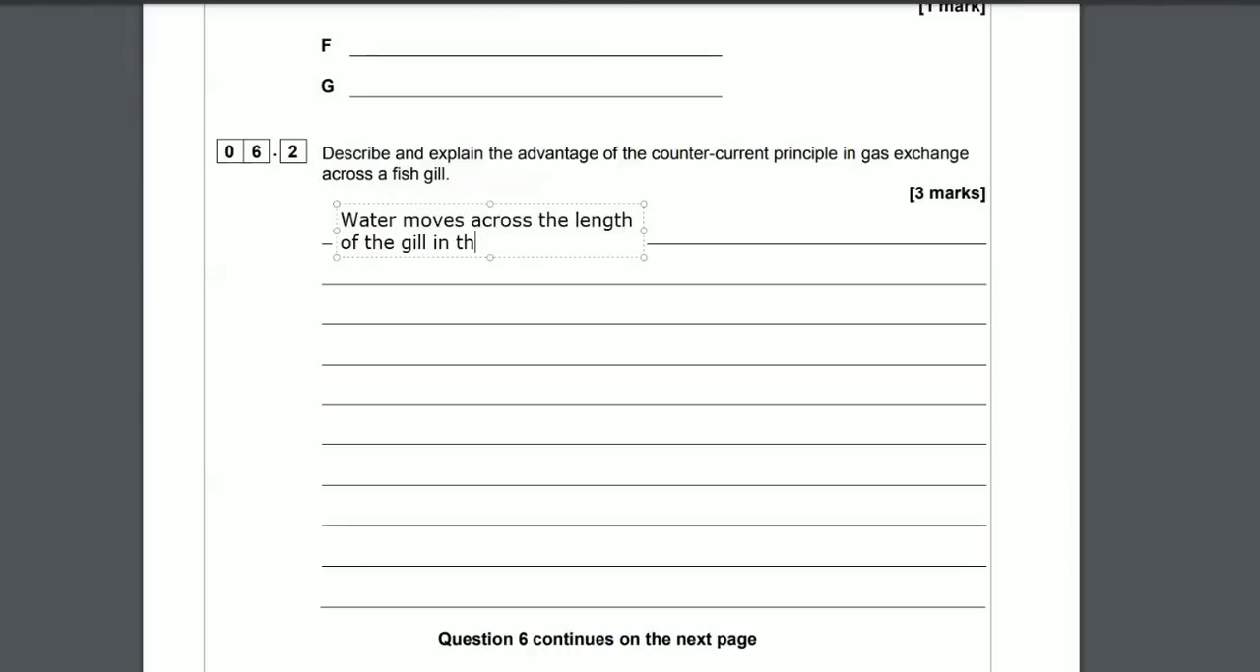So the main thing about the countercurrent flow system is that water moves across the whole length of the gill in the opposite direction to the blood flow. So water's going in one way, blood's going the other way. This maximizes the efficiency of gas exchange.